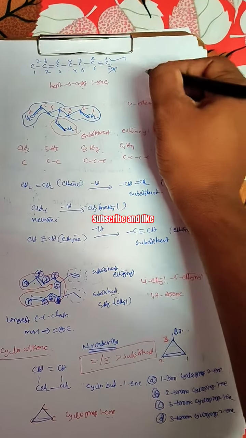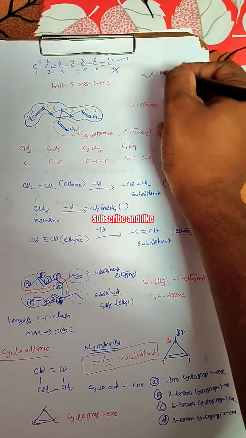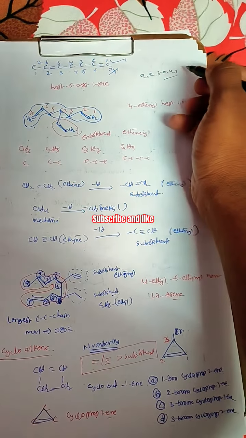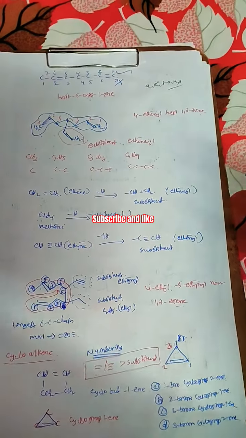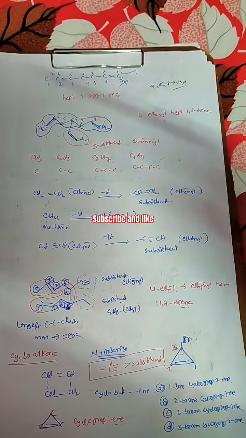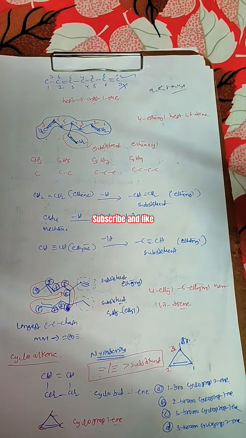In 'yne' and 'ene', the vowels are A, E, I, O, U, Y. If there is a Y and an 'ene', the E gets cancelled, then you write 'yne'. Hept-5-en-1-yne. This is the correct one.